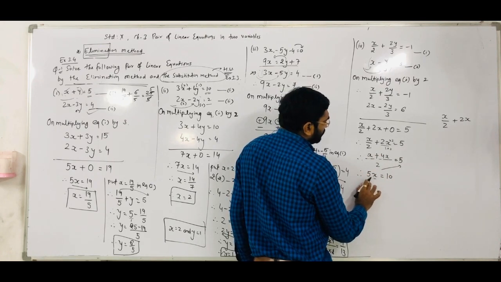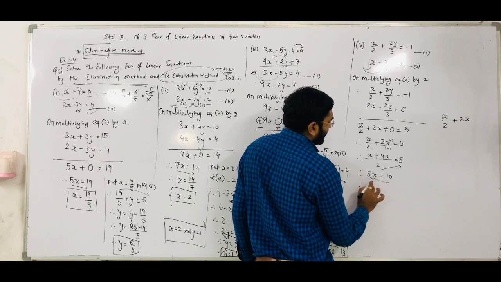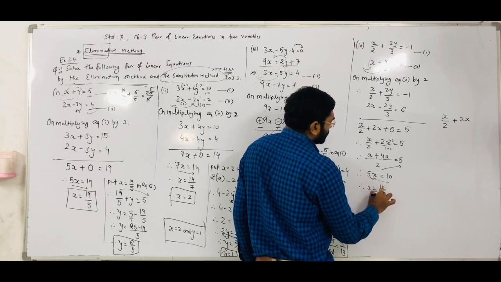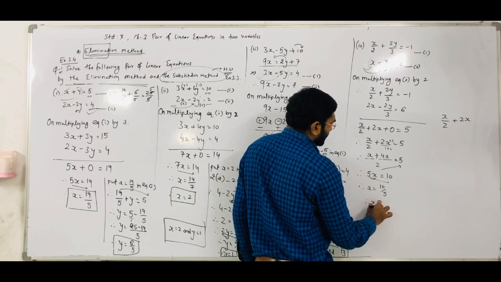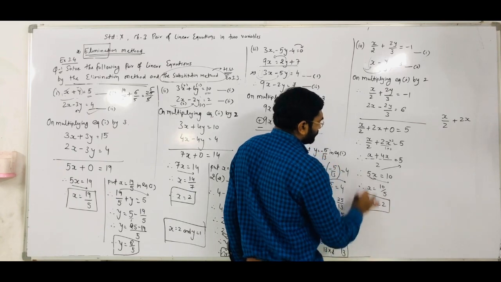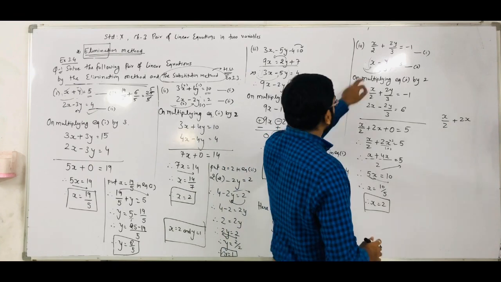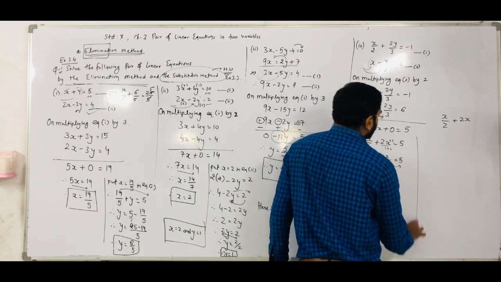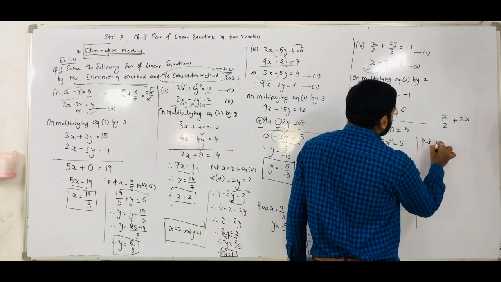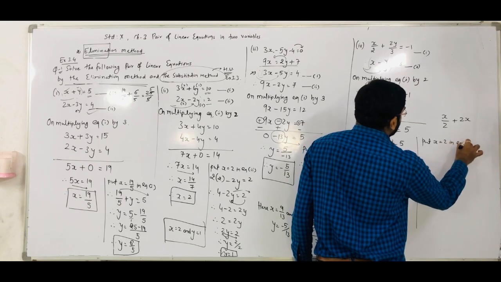Now we have to find out the x value. So the x coefficient goes to the right hand side in the denominator. So 10 by 5, we get x is equal to 2. Right? Now that x is equal to 2, we can put it in any of the equations. Suppose we put x is equal to 2 in equation number 2.